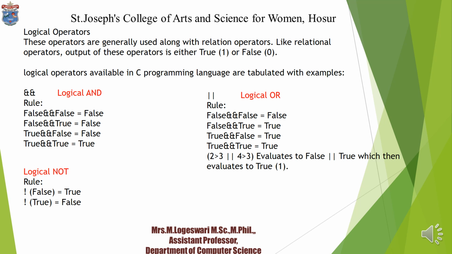If any one condition is false, the result is also false in the and operator. Suppose any one condition is true, the result will be true in the or operator. If both conditions are true, the result will be true. In the not operator, if the condition is true, the result will be false, and if the condition is false, the result will be true.